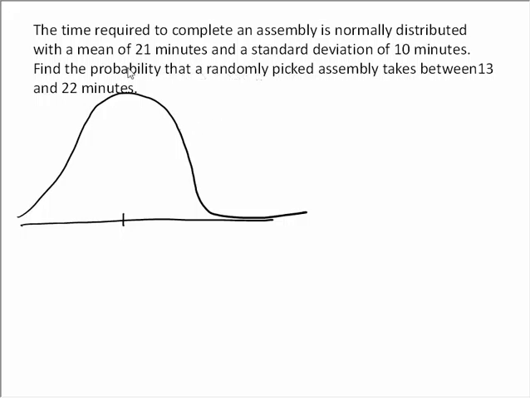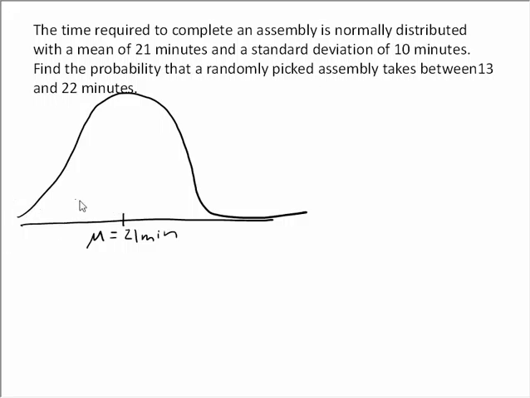Okay, what do we know? We know the mean is 21 minutes, and here's the mean right in the middle. It says we want to find the probability. Now, what does that mean in terms of this curve? Probability is the same as the area under this curve. And yes, we're going to be using our standard normal curve areas, those tables that your book always links you to, to figure some of these things out. We want the probability that a randomly picked assembly takes between 13 and 22 minutes.